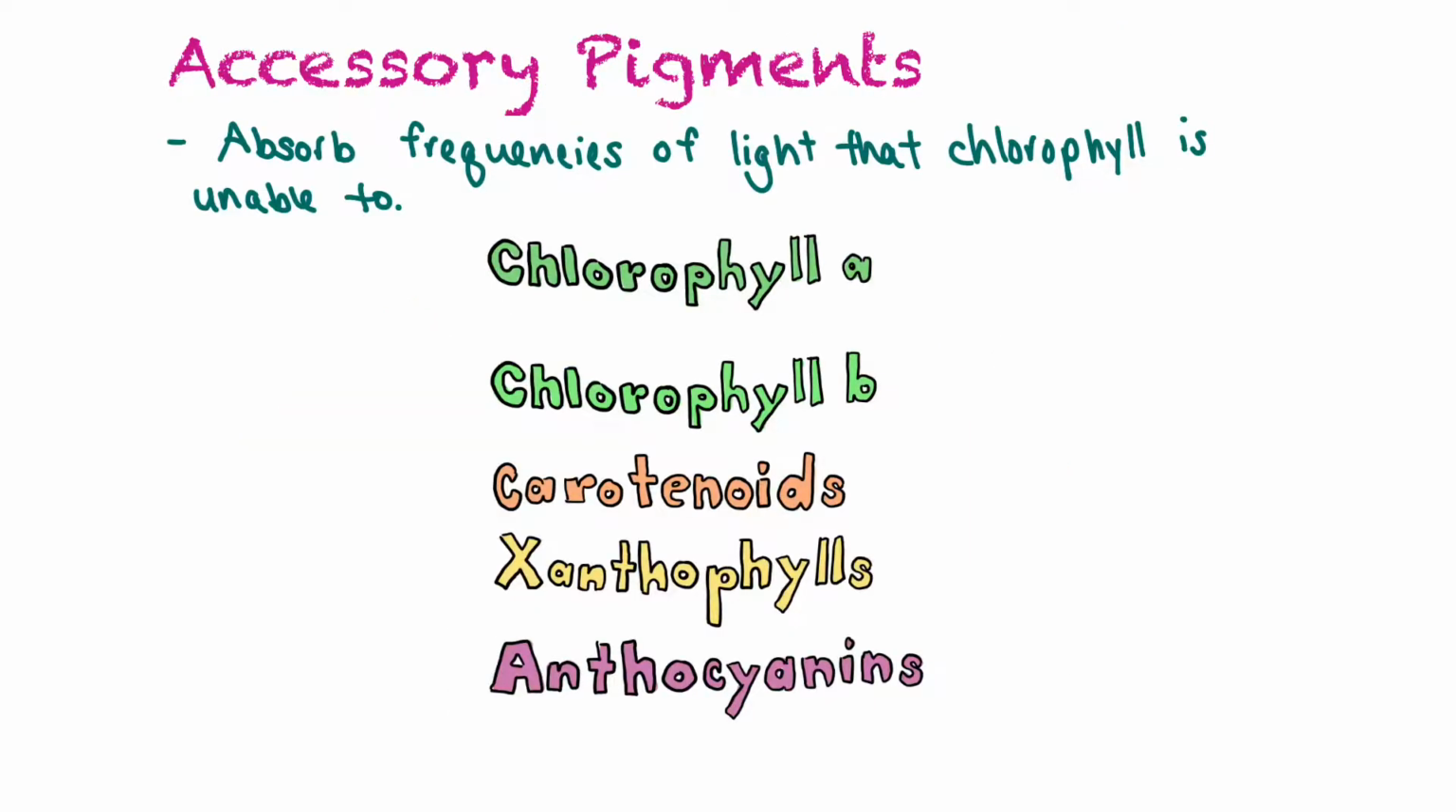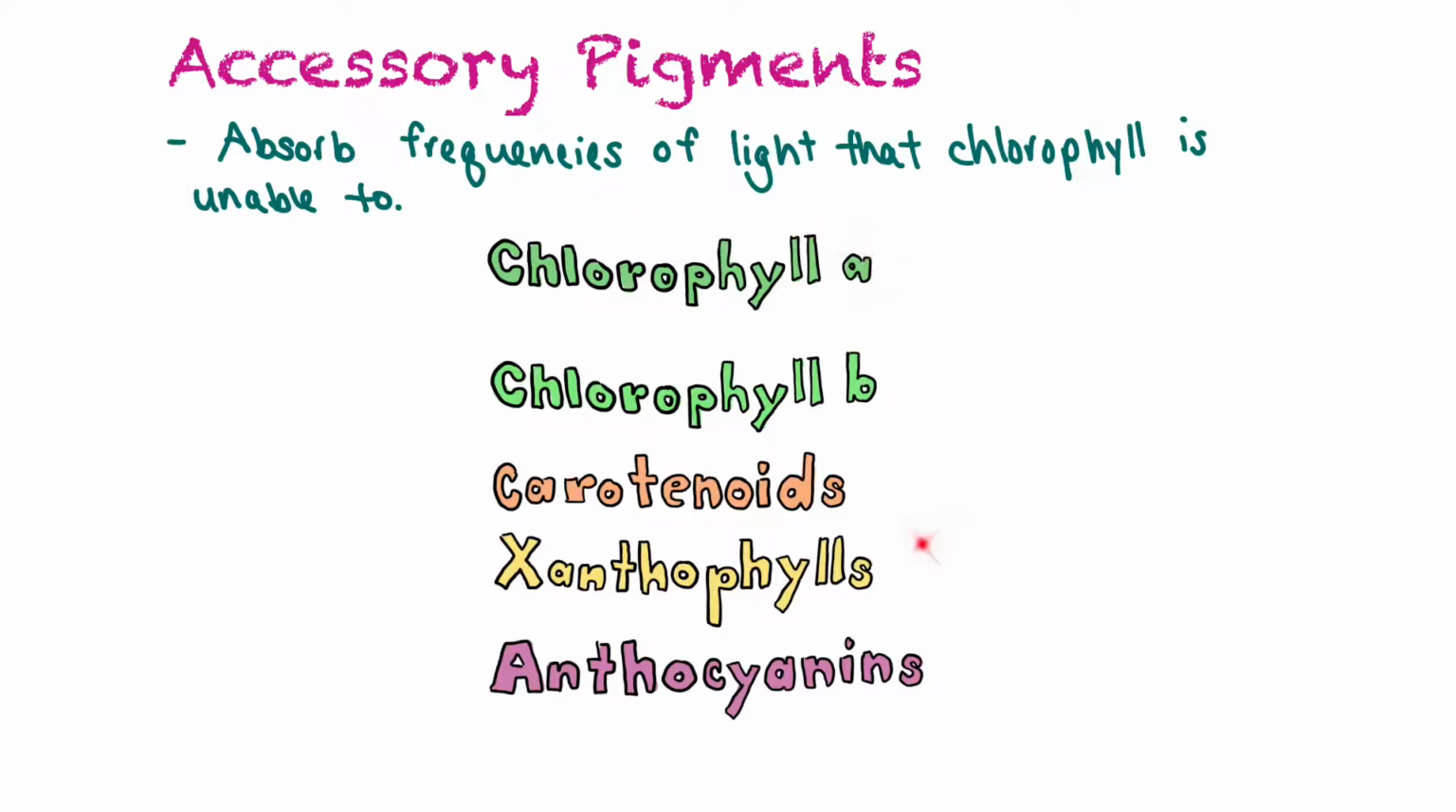Accessory pigments are pigments found in plants that absorb frequencies of light that chlorophyll is unable to. Like I said before, there are two different chlorophyll molecules, chlorophyll A and chlorophyll B. They absorb a slightly different wavelength complement of light, and we'll talk about that a little later. Then there are some accessory pigments known as carotenoids, which are orange, and xanthophylls, which are yellow. Anthocyanins can be purple or red, depending on the pH of the system. We actually can use anthocyanins as pH indicators.